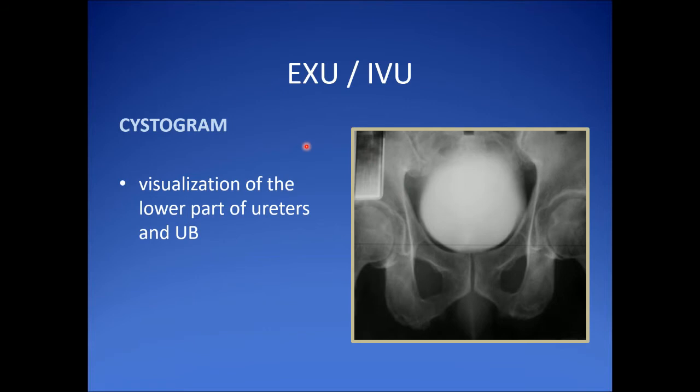Another phase is called cystogram. This is the best phase to evaluate the urinary bladder, because in this phase the contrast material has already reached the urinary bladder. Look for any thickening of the walls of the urinary bladder, and for any abnormal filling defects of the urinary bladder.